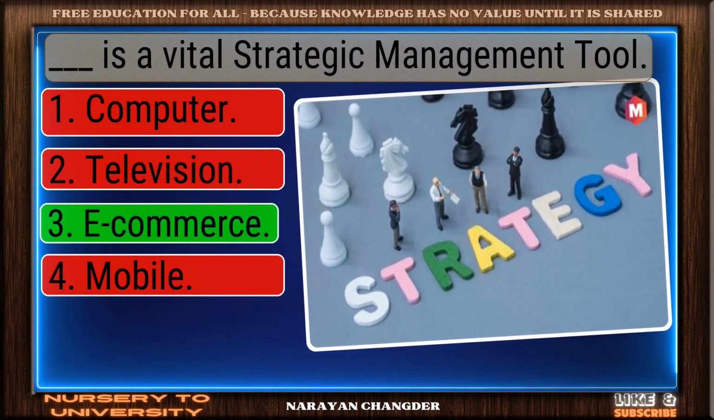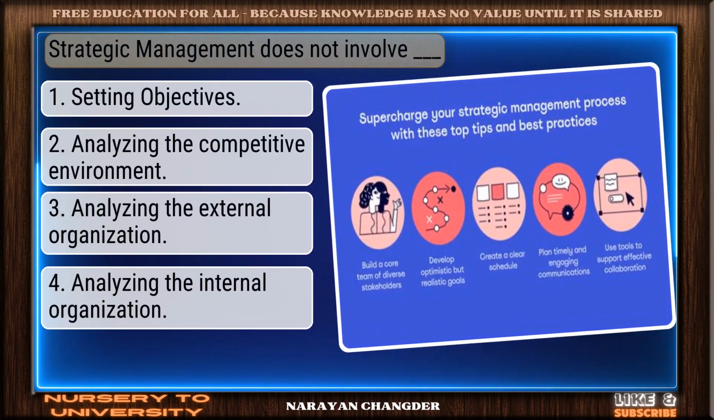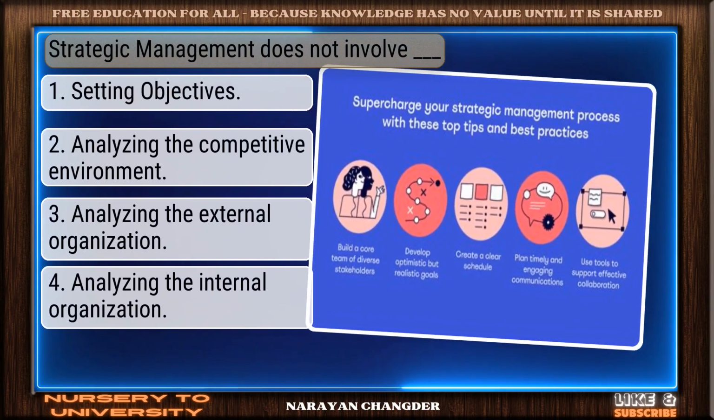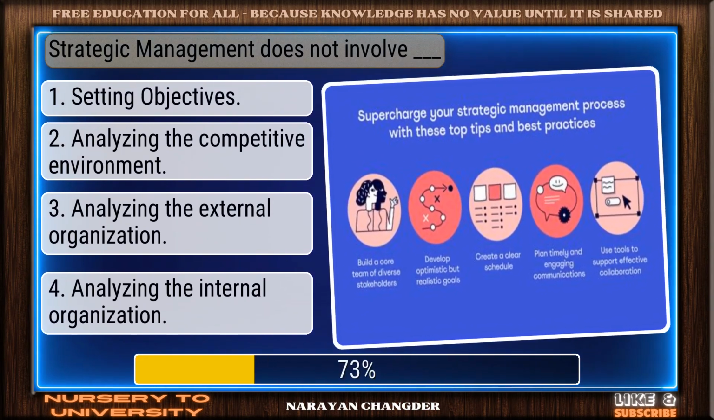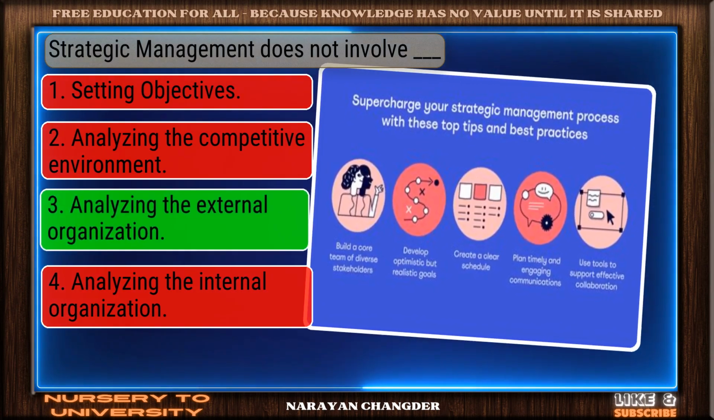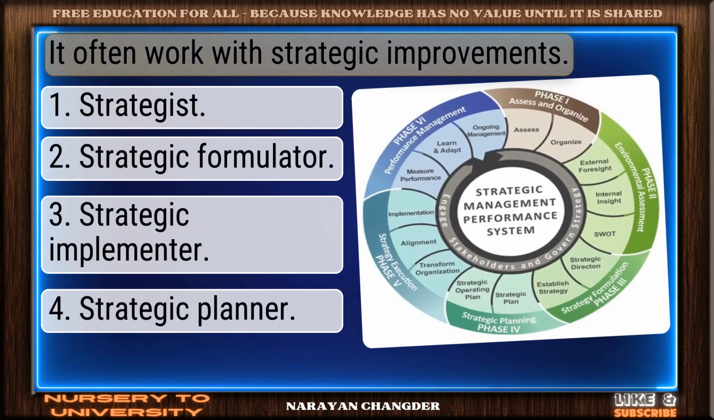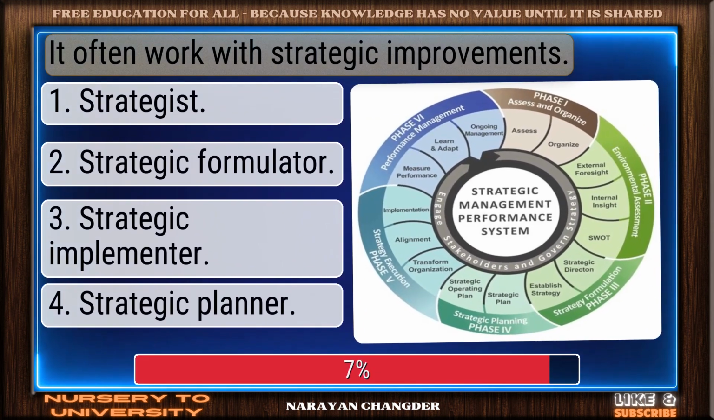Smart move. E-commerce is an accurate answer. Strategic management does not involve dash. Perfect. Analyzing the external organization is the correct choice. It often works with strategic improvements.